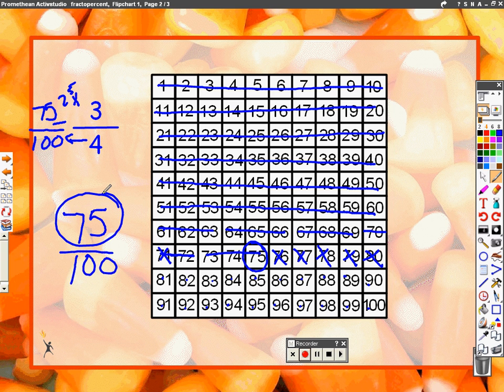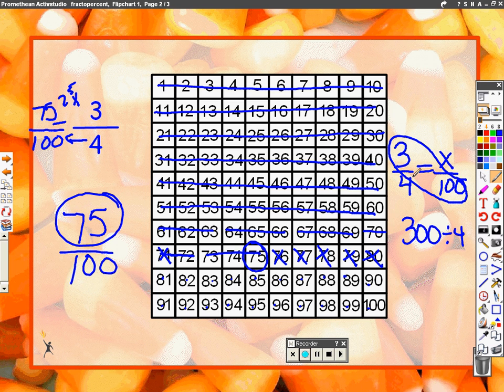Look over here. I could have also done 3 over 4 equals X over 100. Cross multiply the numbers you know. So 300 divided by 4, because that's the leftover number. 4 goes into 30 7 times. That gives me 28. Now I have 20. 4 goes into 20 5 times. 75%.